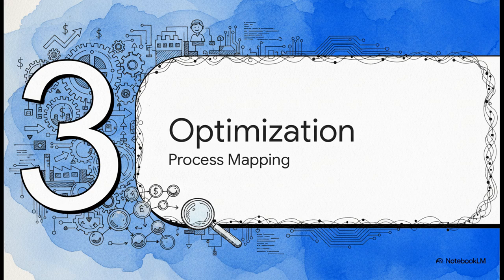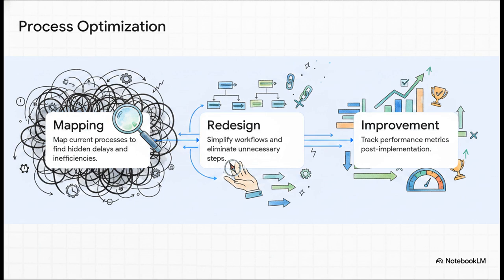Part 3, optimization, process mapping, and redesign. So, here's a fundamental rule of business analysis. Before you can even think about introducing new tools or automating tasks, you absolutely must map out the current bottlenecks. Step 1 is process mapping. You document the current state to find those hidden delays. Only then do you move to step 2, redesign, where you simplify the workflows and eliminate the unnecessary steps. And finally, step 3 is continuous improvement. This means tracking performance metrics post-implementation just to make sure your changes are actually delivering real value.